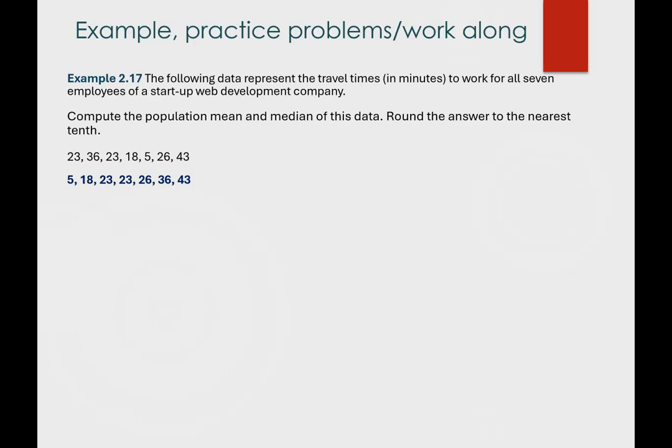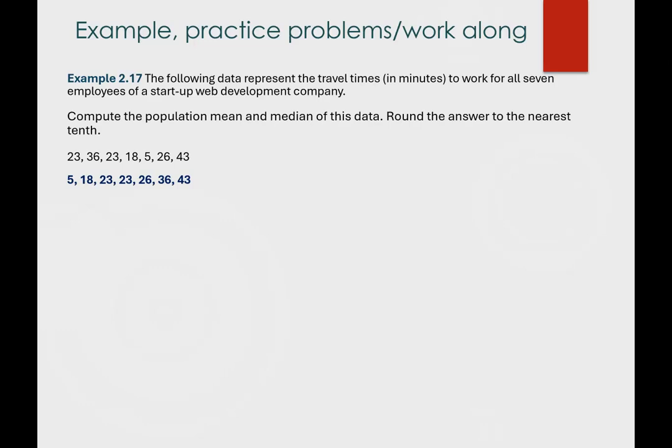So we have this example 2.17, the following data represent the travel times in minutes to work for all 7 employees of a startup web development company. Compute the population mean and the median of this data. We're saying population because we're only looking at those 7 people. That's the entire group, so it's really the parameter that we're finding. Round the answer to the nearest tenth.